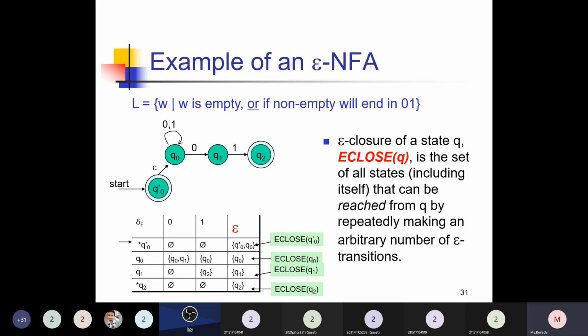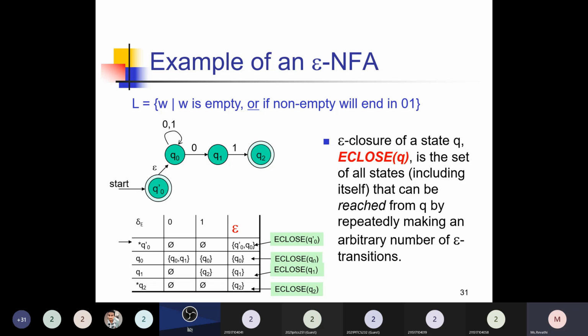See here, we have more entries now. This is nothing but the epsilon NFA. While writing the columns, the first column is for 0, the second column is for the input symbol 1, and for the third column you have to include one extra column for the input null. Null string, you have to make one extra column, because this is an epsilon NFA.